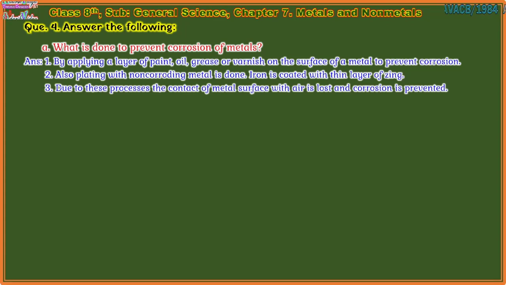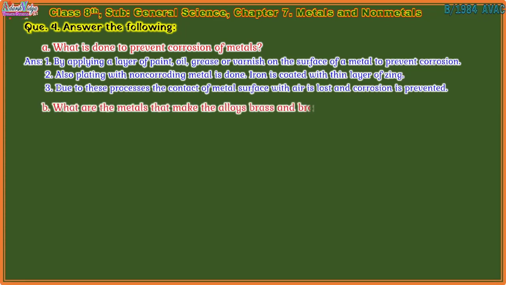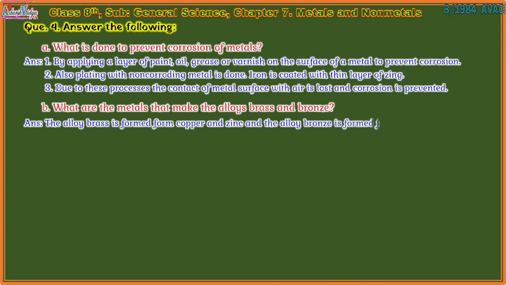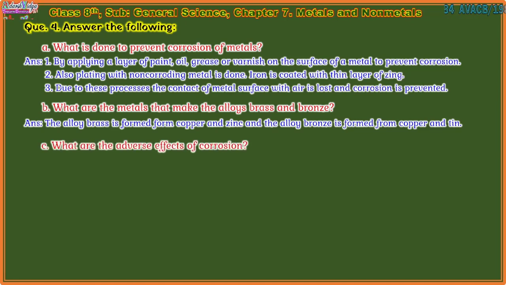Second one. What are the metals that make the alloys brass and bronze? Answer is, the alloy brass is formed from copper and zinc, and the alloy bronze is formed from copper and tin.